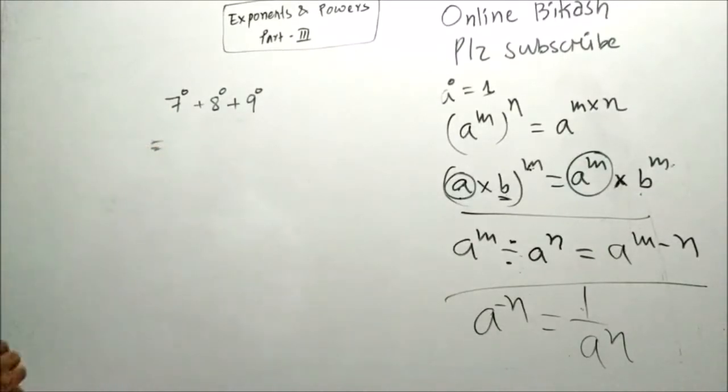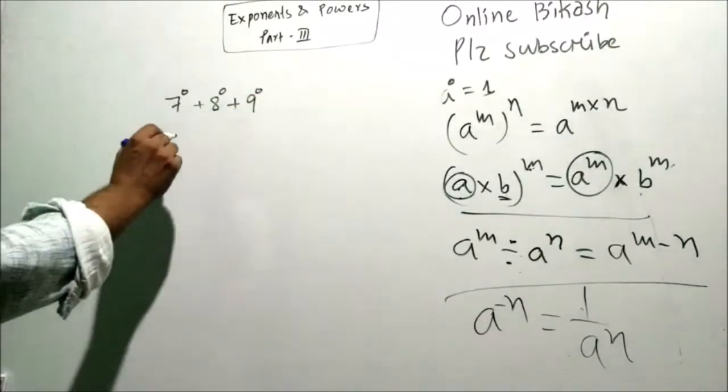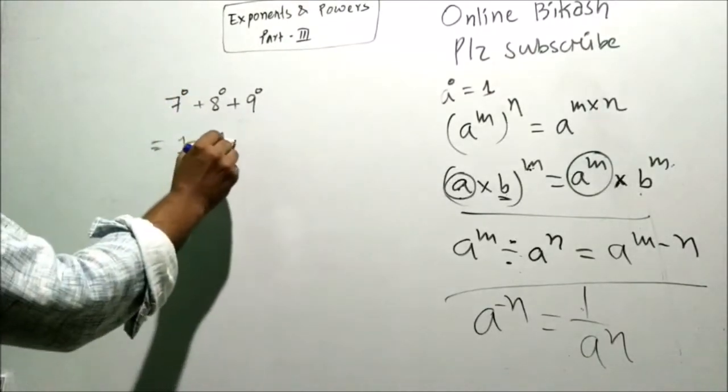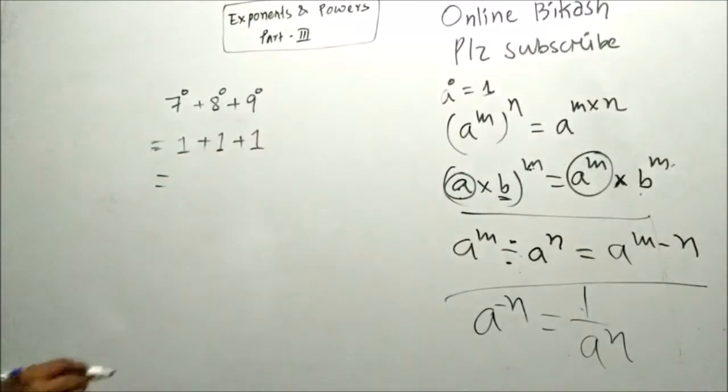Now you see here, try to understand this. A naught is equal to 1. So 7 naught will be equal to 1, 8 naught will also be equal to 1, and 9 naught will also be equal to 1. So 1 plus 1 plus 1 is what? 3. So this is the answer.